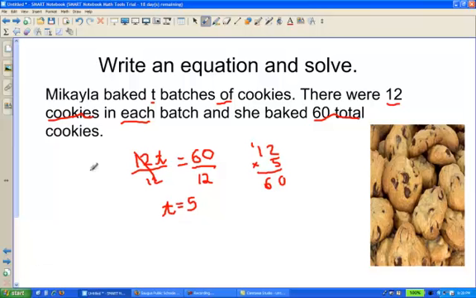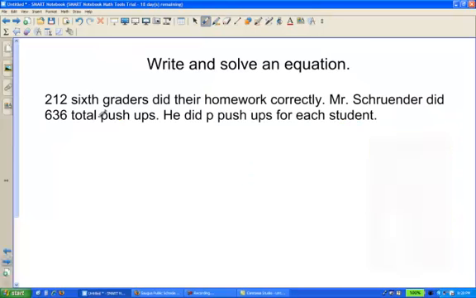Alright, I'm going to try the next problem now. Write and solve an equation. 212 sixth graders did their homework correctly. Mr. Surrender did 636 total push-ups. He did P push-ups for each student. By the way, 636, that's a lot of push-ups. Don't get your hopes up.